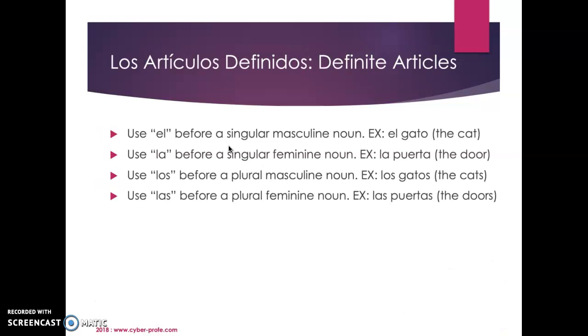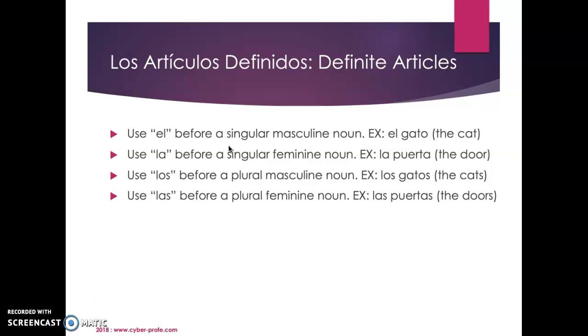So now looking at some examples. We are going to use the word el before a singular masculine noun. For example, el gato, the cat. We use la before a singular feminine noun. Example, la puerta, or the door.